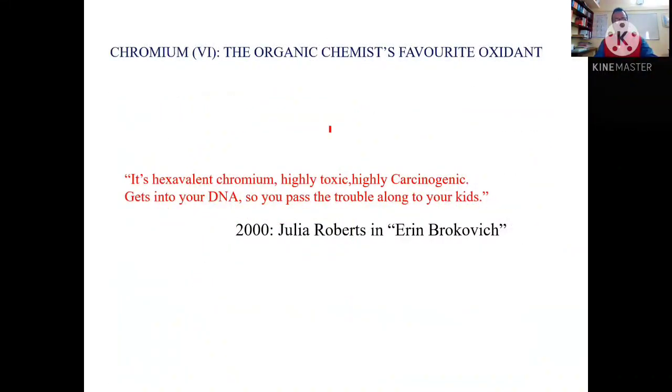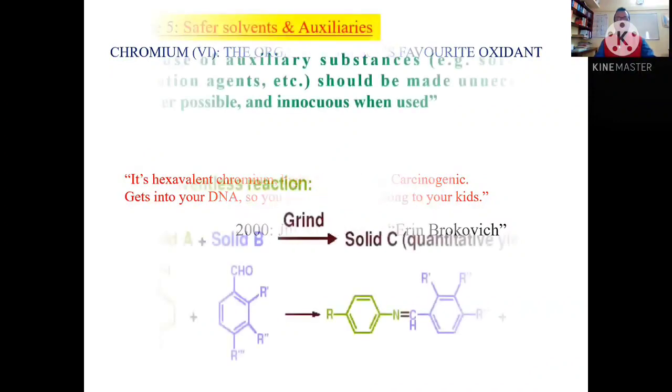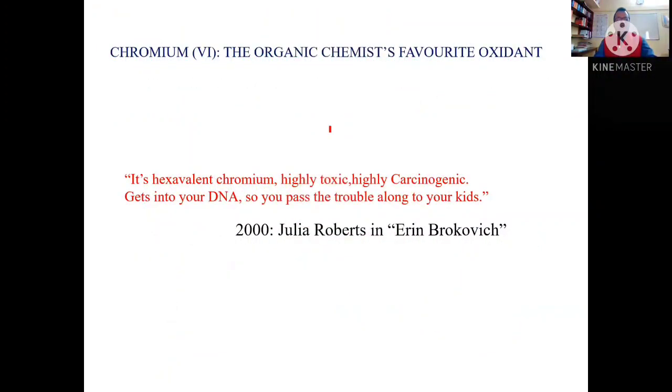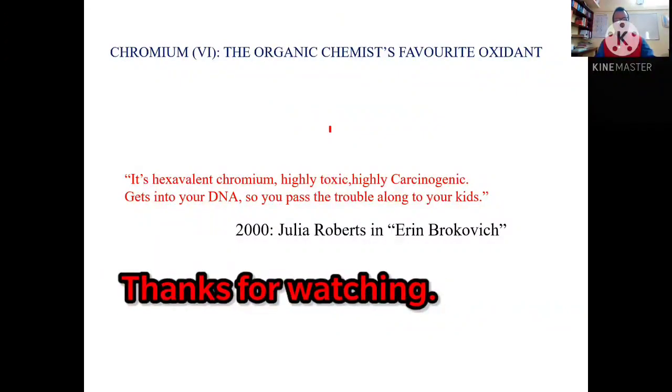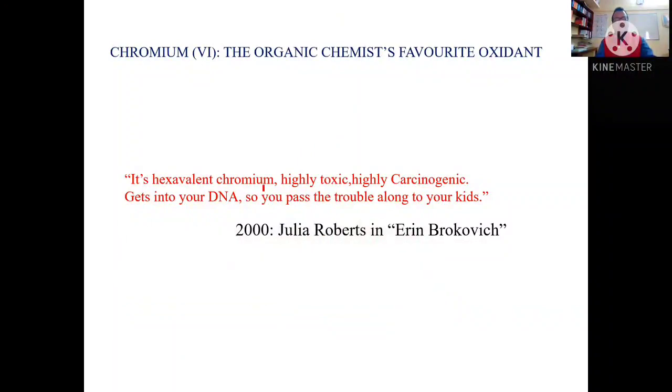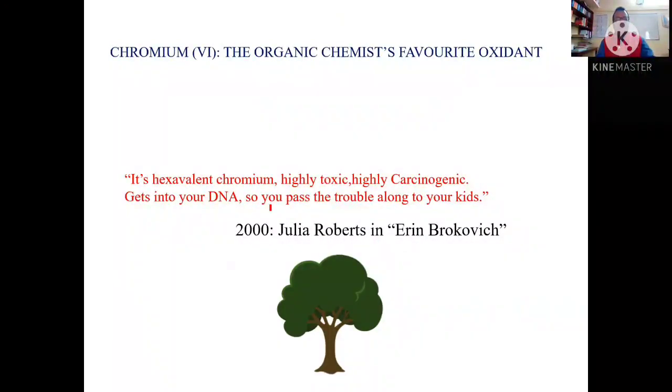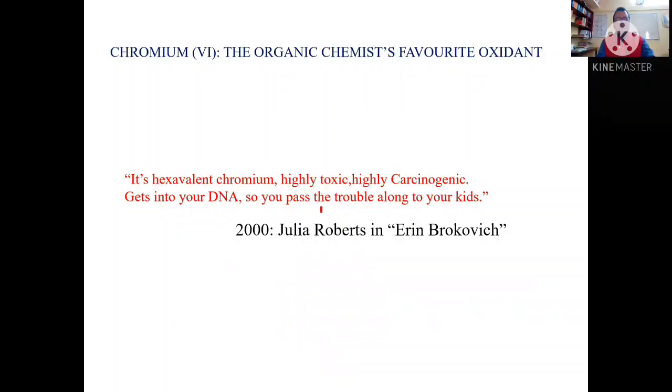So what I used to suggest is that green chemistry is a new phase of chemistry, and chemists are trying to utilize these 12 principles, and they are trying to generate less waste in order to increase the atom economy and decrease the E factor. Chromium 6 is used as an oxidizing agent in the form of chromic acid. And they found that hexavalent chromium is highly toxic, highly carcinogenic, and gets into your DNA. So you pass the trouble to your kids.